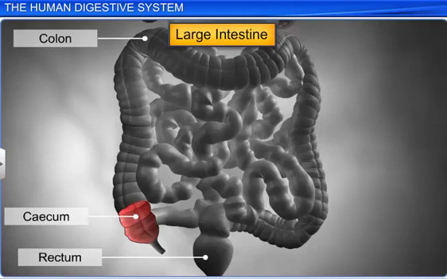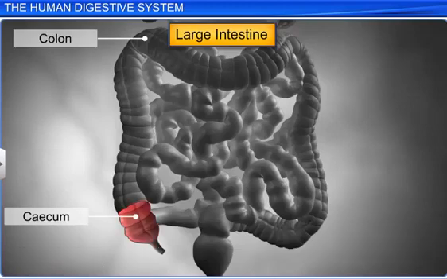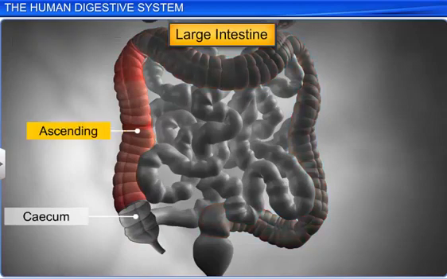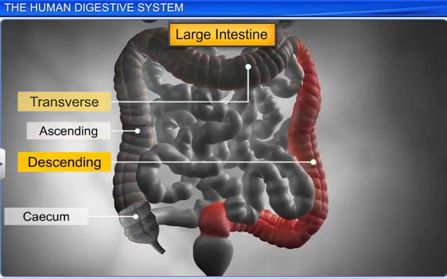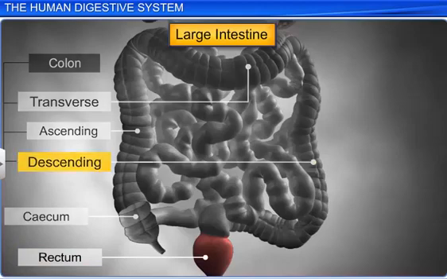Moreover, in humans, the cecum gives rise to a narrow finger-like tubular projection called the vermiform appendix, which is a vestigial or functionless organ. The cecum opens into the colon, which is divided into an ascending, a transverse, and a descending colon. The descending part of the colon leads to the rectum, a bag-like structure which stores undigested food as fecal matter till it can be passed out.